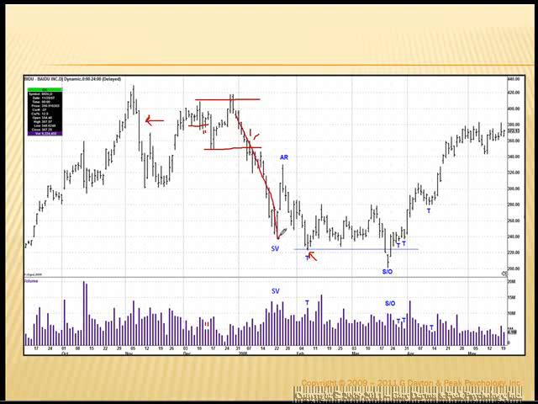Coming down, the wave structure, I don't see any change there. Here we have some change. Here we can lean against the support that exists. This is a much better spot. This is a much better spot to take a long trade.